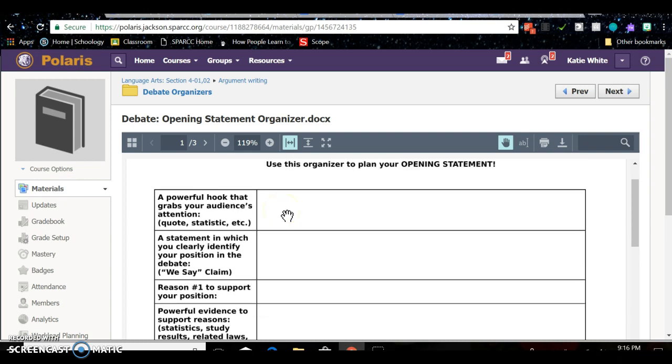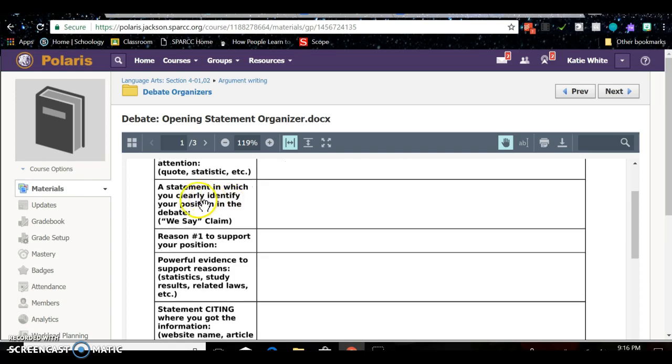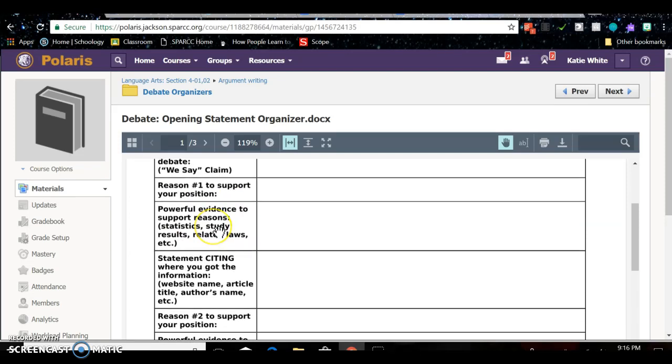It would be wise to use complete sentences because this is a good tool to have with you for your debate. So again, here is your hook statement box, the statement in which you define your position, the we say, the reason one to support your position, the evidence, citing, all of it.